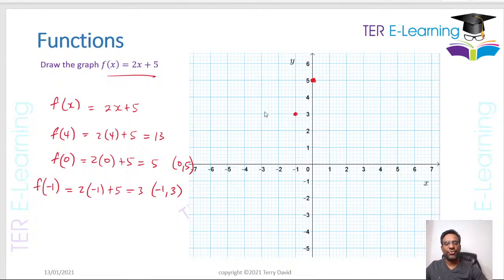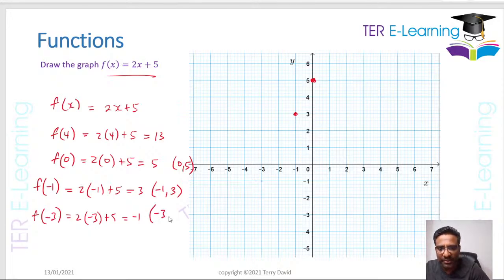Now, if you have to plot a straight line, you just need 2 coordinates. But what I tell my students to do is use 3 coordinates, just in case you made a mistake with your working. So let's say I plug in -3 into this, and I get 2 by -3 plus 5, and that's -6 plus 5. That's going to give me -1. Is that correct? Yeah, -1. So therefore, that coordinate will be -3, -1. So that is here.